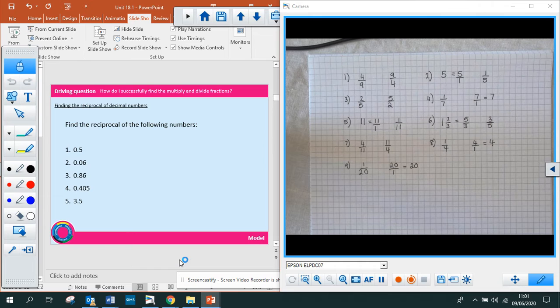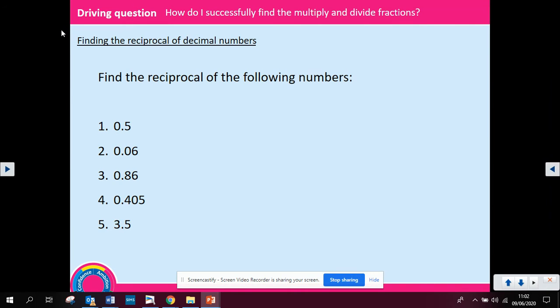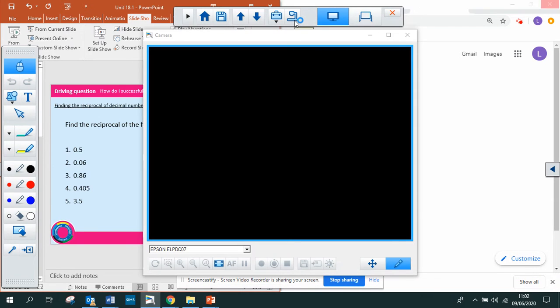Okay, so now it's got a little bit more tricky. It's not tricky, you just have to convert it first before you can find the reciprocal, okay? So here we're looking at decimal numbers and they want to find the reciprocal. So in order to do that, before we can get to the reciprocal, we need to convert those decimal numbers to fractions, okay? So I will demonstrate how to do that on the visualizer.